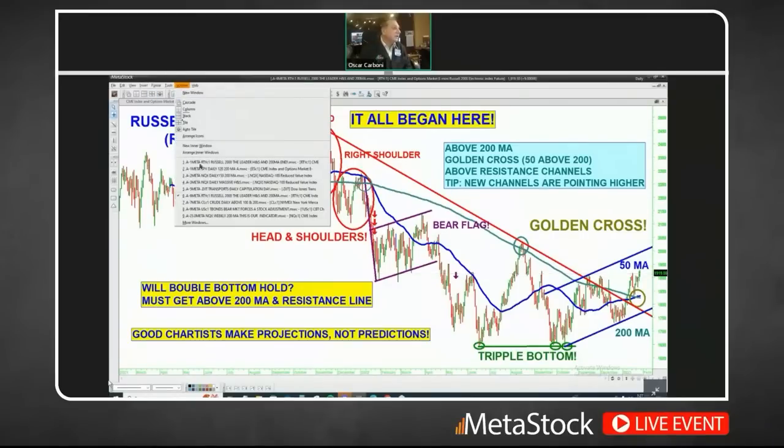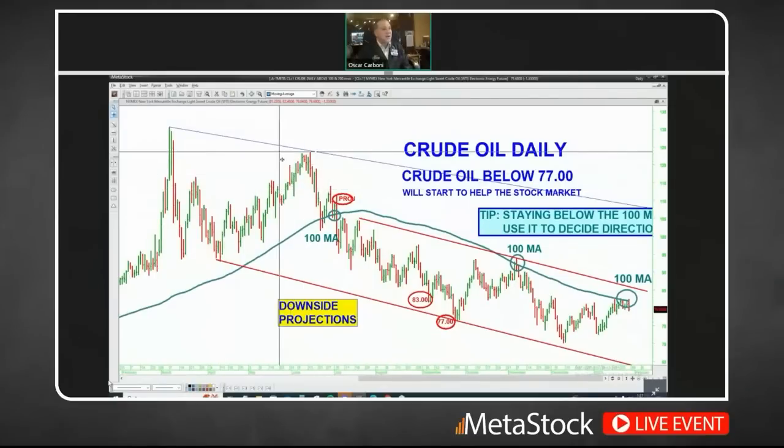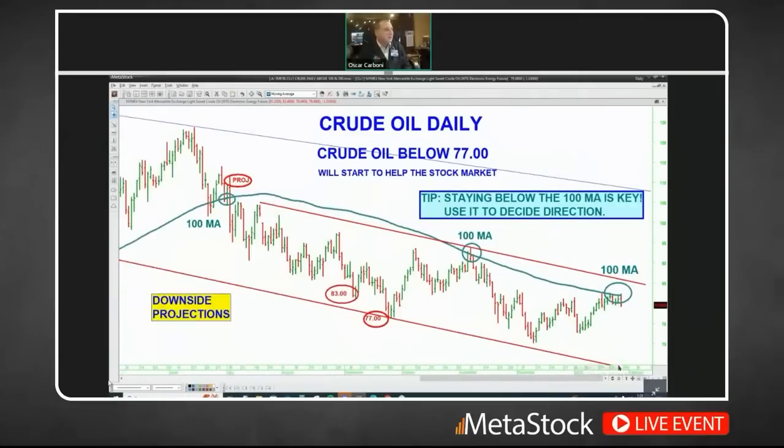So what else did we look at in our last presentation? Here's a good tip for you. Crude oil. Look at this one. Simple, powerful. Crude oil daily. We know that crude oil below 77 helps buoy the stock market, but let's just talk about what we can glean from this chart right here.